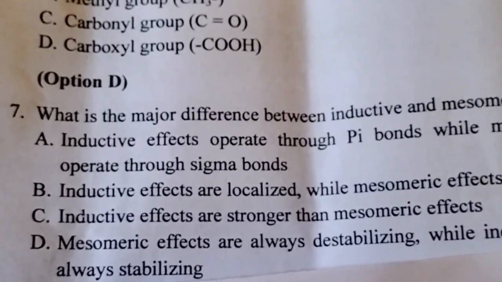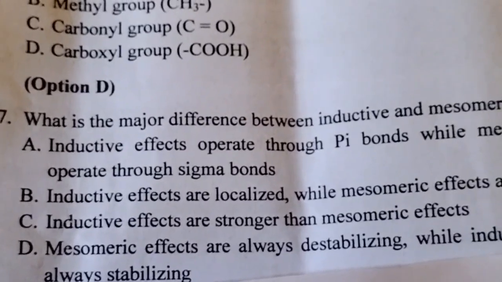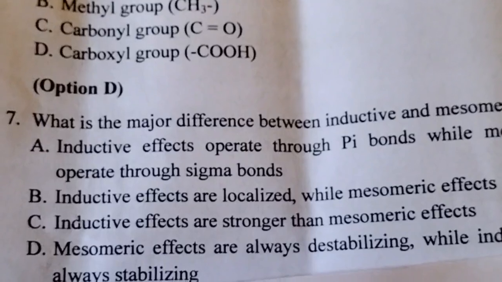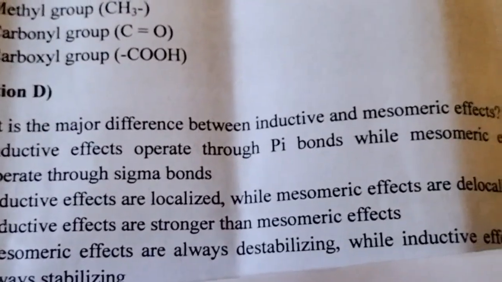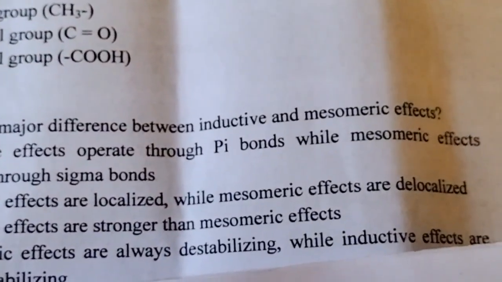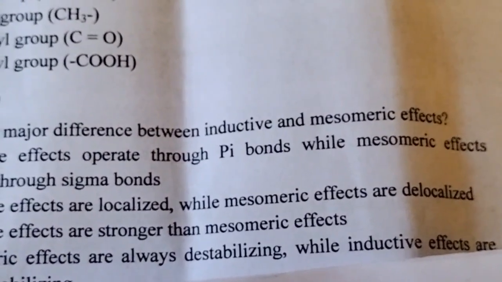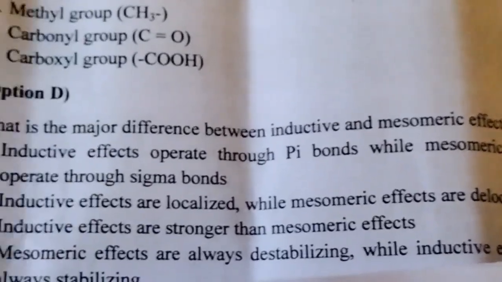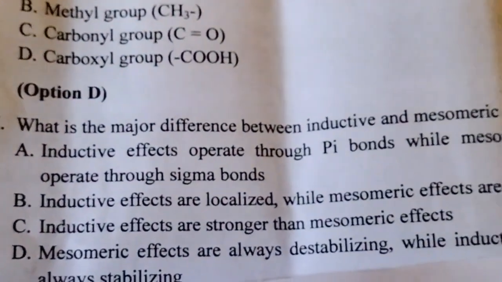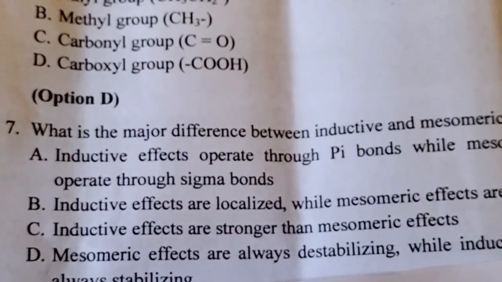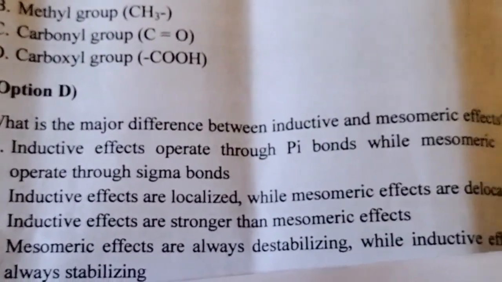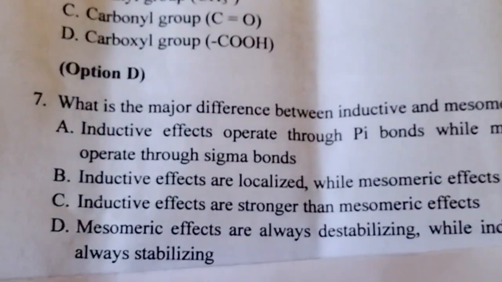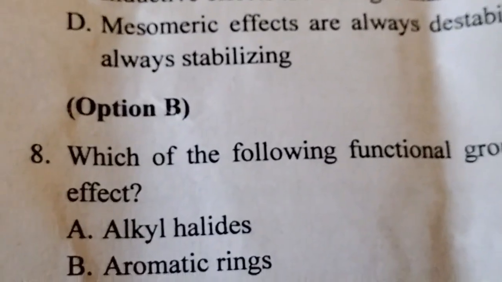So the right answer to the question is option B. Inductive effects are localized because they occur between two atoms, while mesomeric effect can lead to delocalization, whereby the charges or electrons are shifted from one atom to the other. So the right answer is option B.